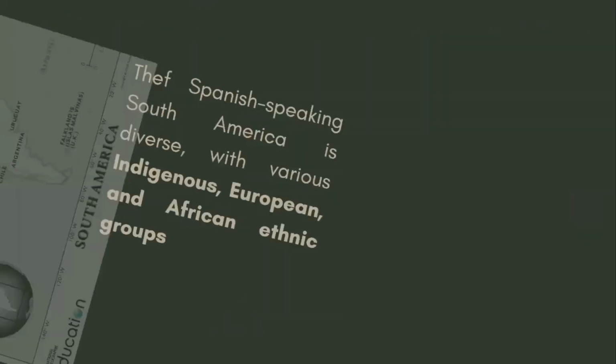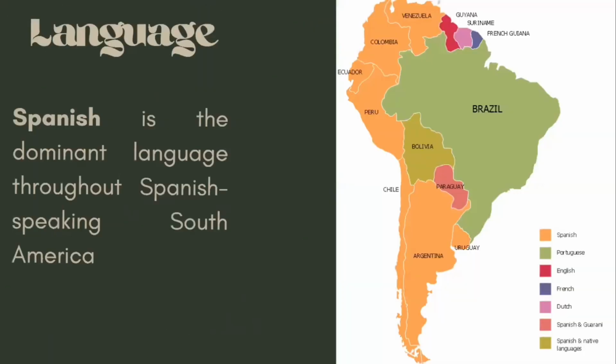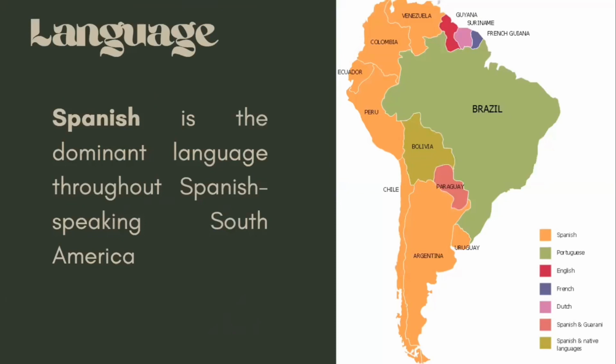Now, let's move on to its language. Spanish is actually the dominant language throughout Spanish-speaking South America, although there are also numerous indigenous languages spoken in the region, particularly in Bolivia and Peru. Spanish became the dominant language in South America during the colonial period when Spain established its control over much of the continent.